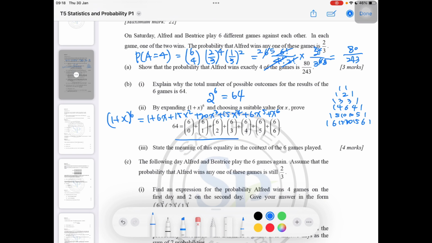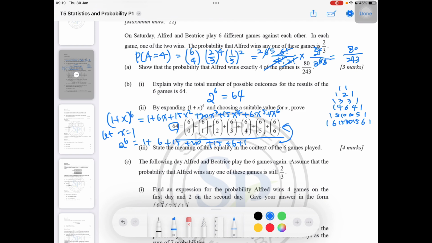And here, because we want to make it 64, let's put 1 into x, then 2 to the power of 6 equals 1, 6, 15, 20, 15, 6, 1 added up. This is this one. And because the numbers from this Pascal triangle are 6C0, 6C1, 6C2, and so on, up to 6C5 and 6C6.